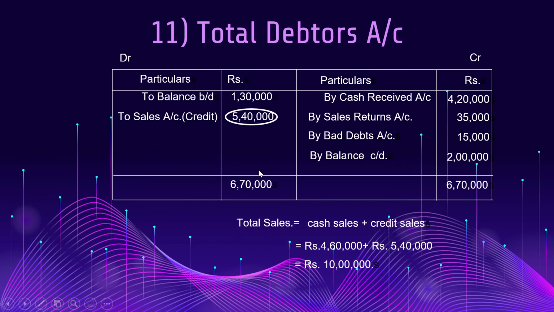What is the formula for total sales? Cash sales plus credit sales. So cash sales already given in the question, 4,60,000, and this credit sales 5,40,000 you have to write. When you add these two you will get 10 lakhs.